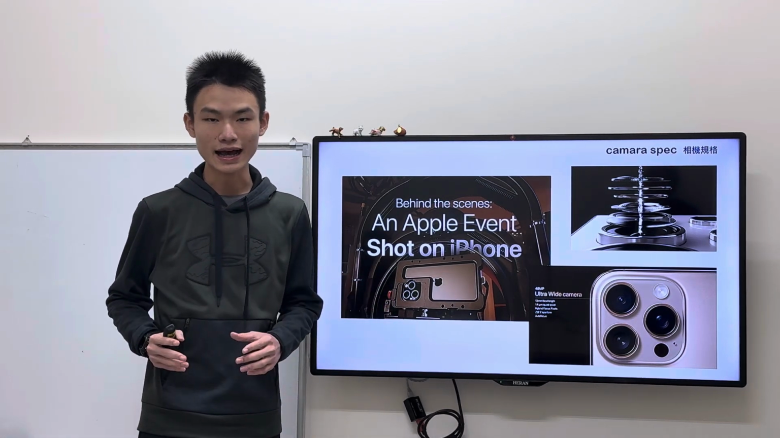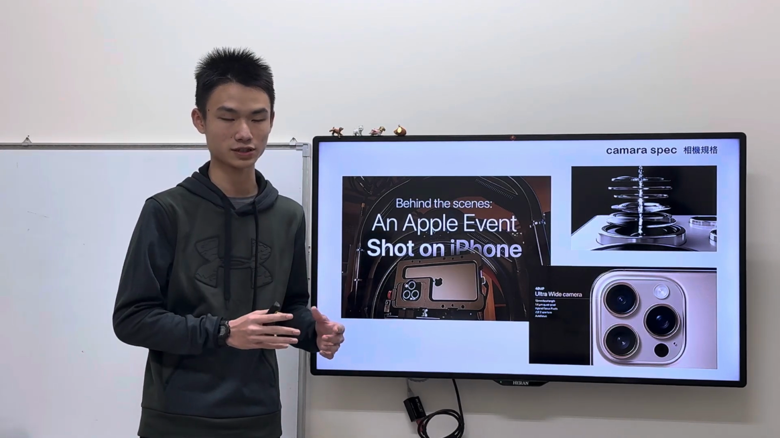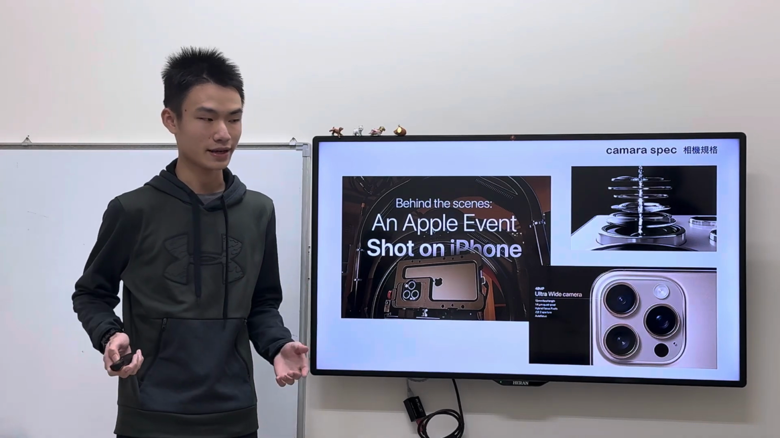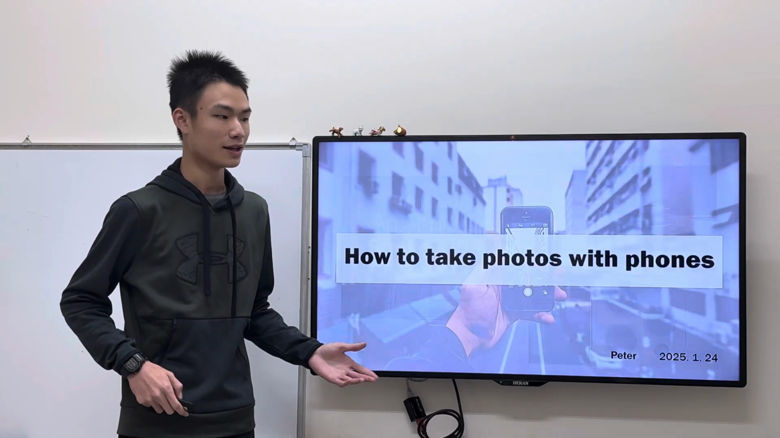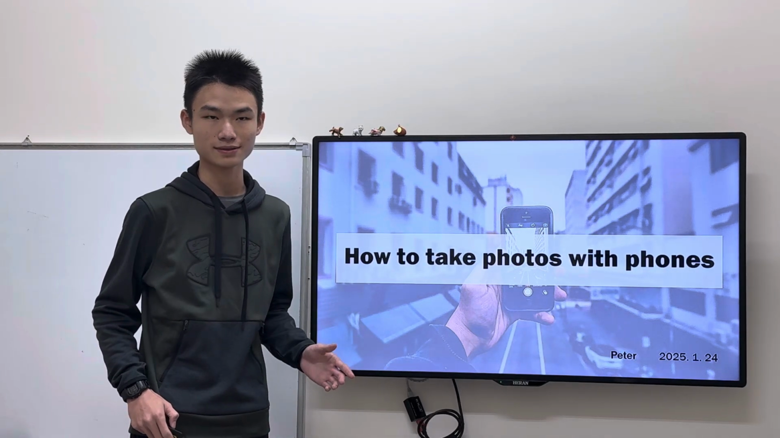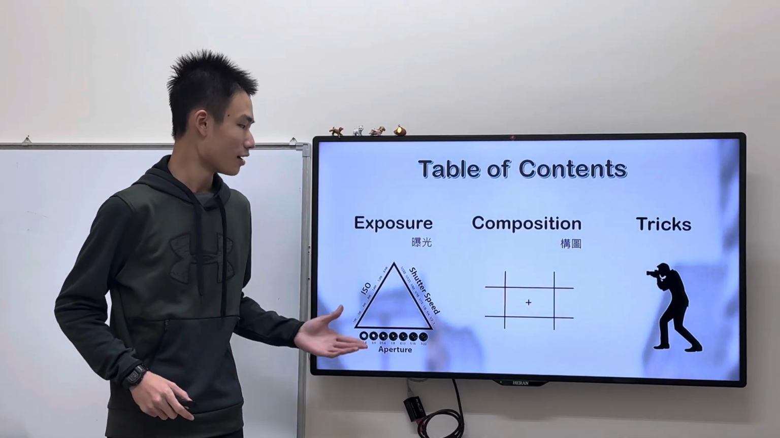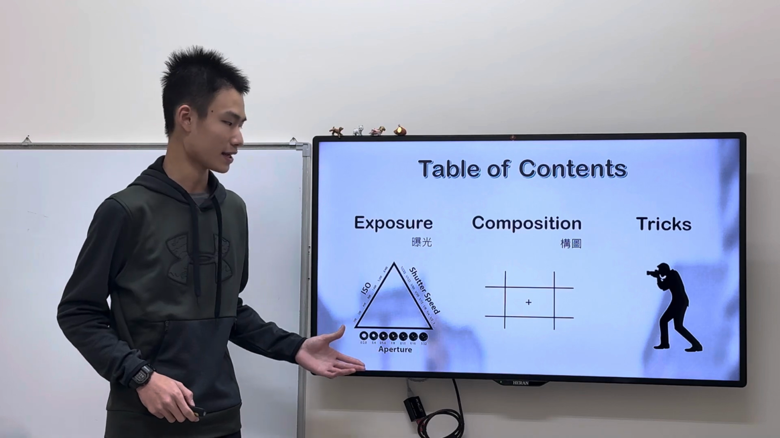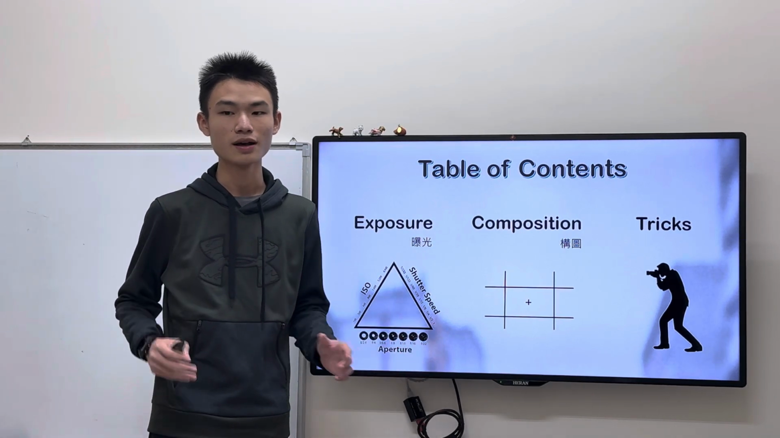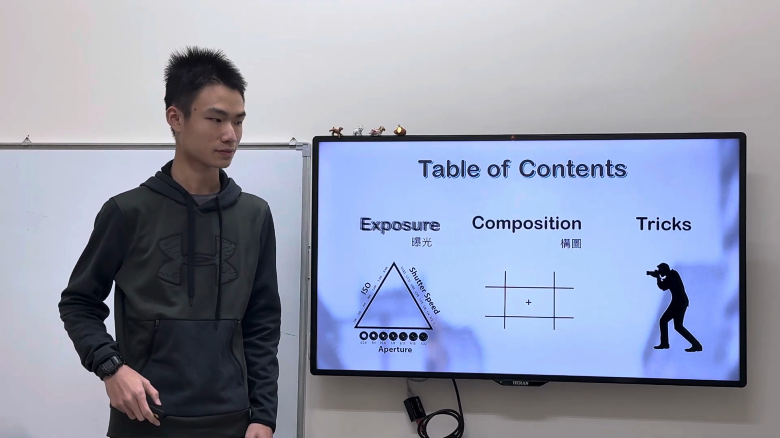And there's no denying that it's hard for us to tell whether this photo is taken by a professional camera or a cell phone. But since we have these skills, how to make use of them? So today, I'm going to talk about how to take photos with your phones. My presentation will be divided into 3 parts. First, I'll talk about some basic knowledge about exposure, followed by the laws of composition. Finally, I'll end up with some tricks to improve the skills.